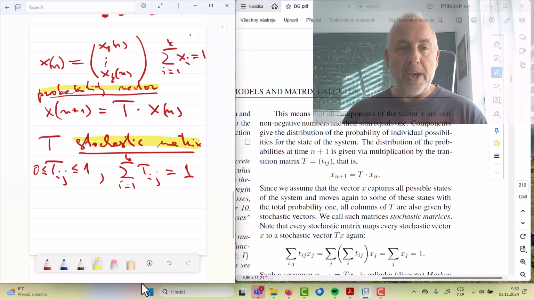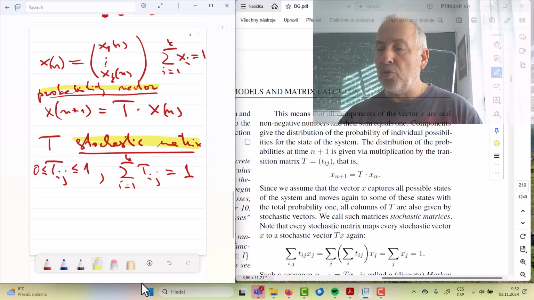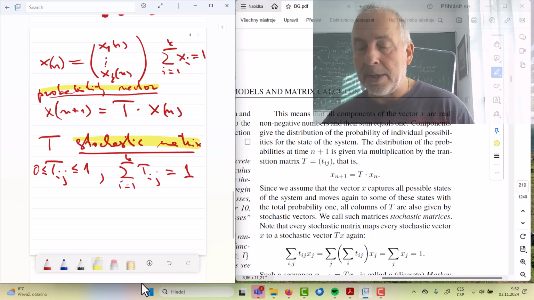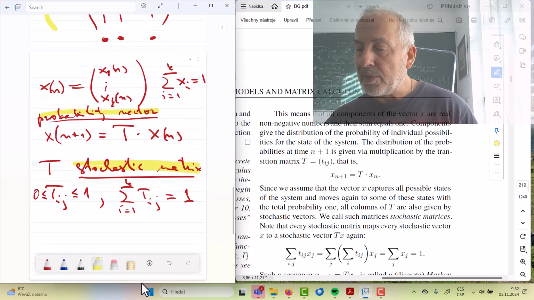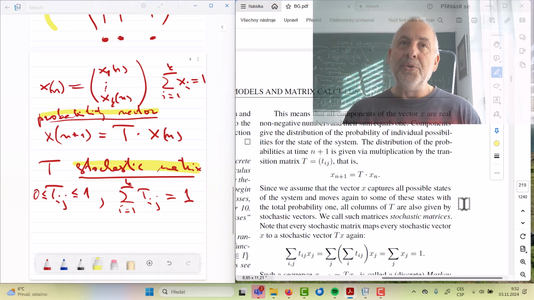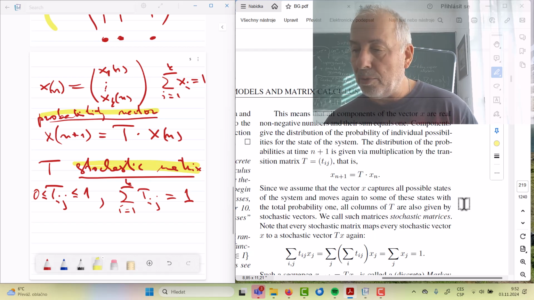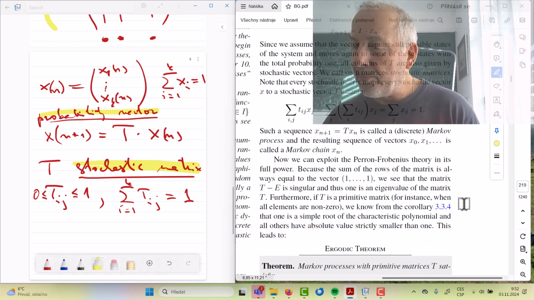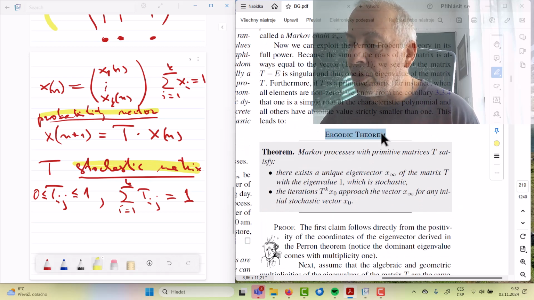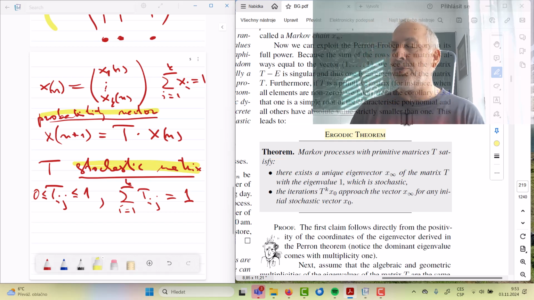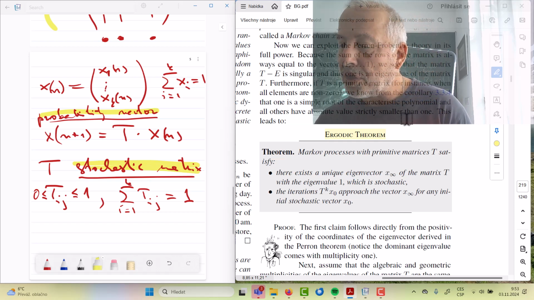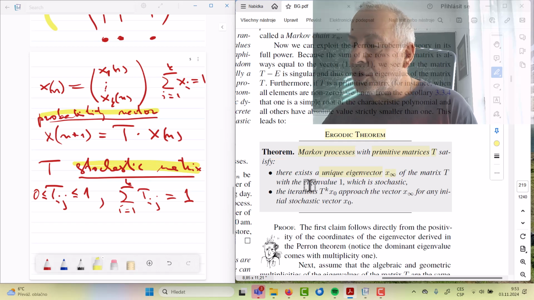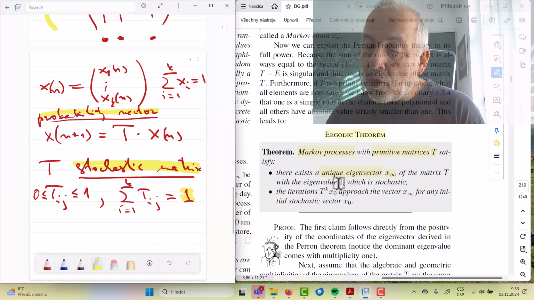And now, if the transition matrix T would be not only stochastic but also primitive, so some power will be positive in all elements, then we can use the results from the previous video, and that will be a very special case, which leads immediately to a very, very important and very useful and very famous result, which is called the ergodic theorem. And it says that if you start a Markov process with a primitive matrix, then you always have a unique eigenvector of the matrix T, which corresponds to eigenvalue 1.